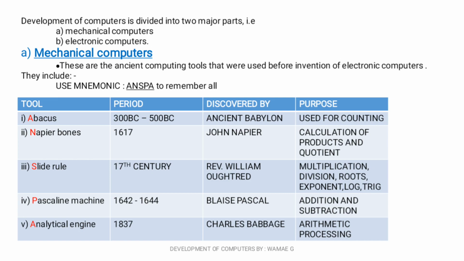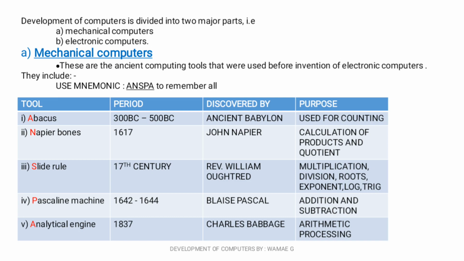We use the mnemonic ANSPA, A-N-S-P-A, to remember this. A standing for abacus. Abacus was invented or discovered in 300 BC to 500 BC. It was discovered or invented by ancient Babylonians, and it is not very clear who exactly, but the purpose of abacus was for counting, that is addition and subtraction.